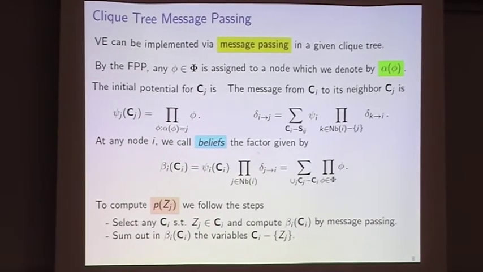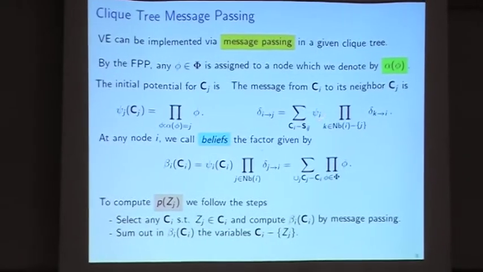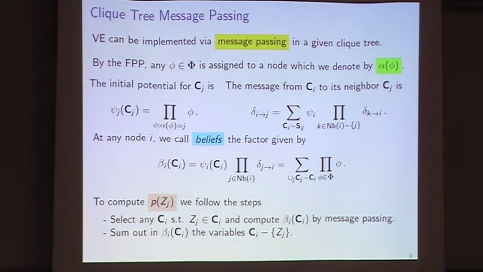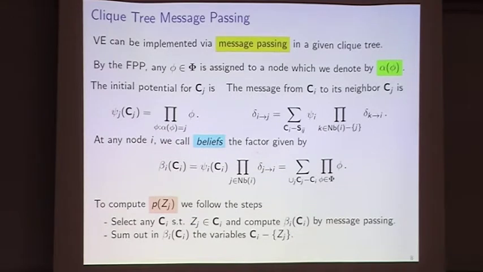Basically, by the family preservation property, we will have a factor assigned to each node in the click tree. We will denote by alpha phi the node associated with that factor. And for each node, we will create an initial potential, which is the product of the factors phi associated with that node. And then we define the messages. The messages are just the product of the factors phi times the incoming messages to a node, and then we marginalize with respect to the variables that are not in the subset of the link that is used to pass the message.